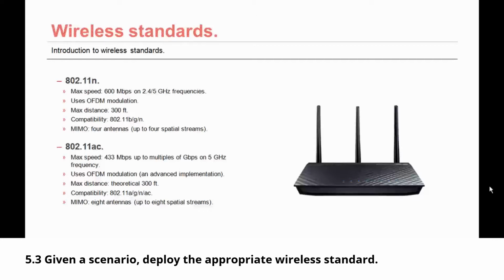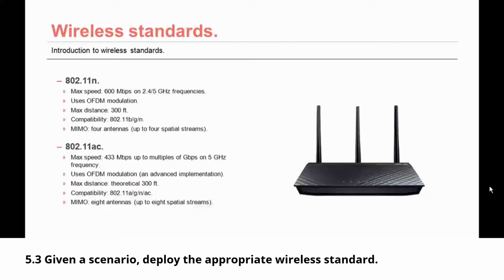With the introduction of 802.11n, we now find MIMO, multiple input, multiple output. It's a technology that allows for the increase in speed for the wireless network. With 11n, there can be up to 4 antennas which allow for up to 4 separate spatial streams.